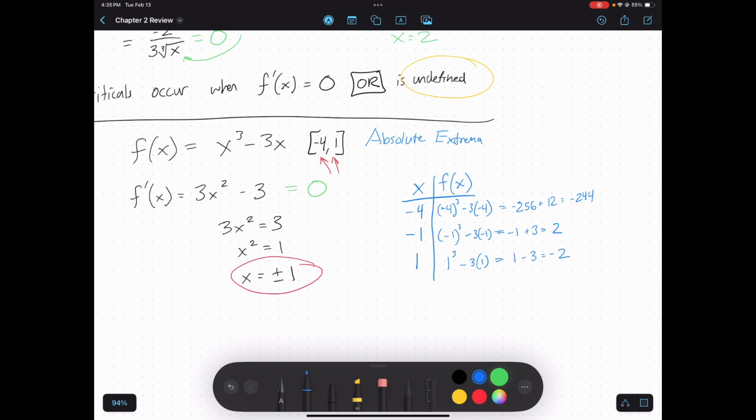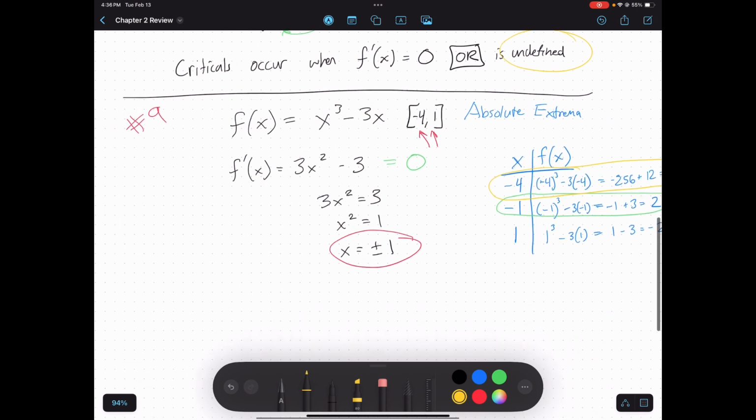What does this tell me? I have an absolute max at -1, and I have an absolute minimum at -4.